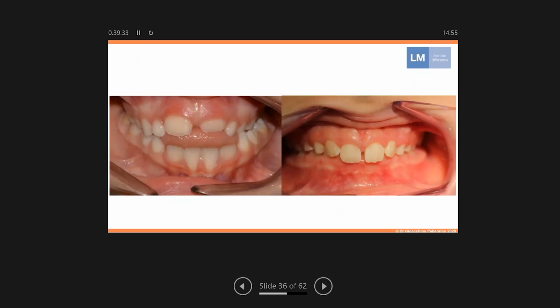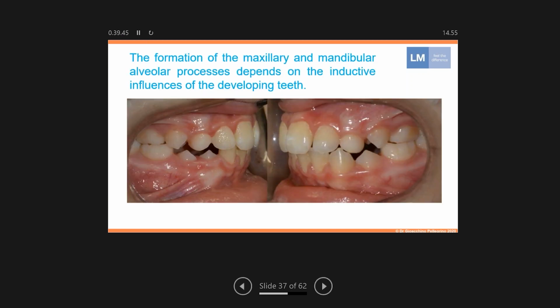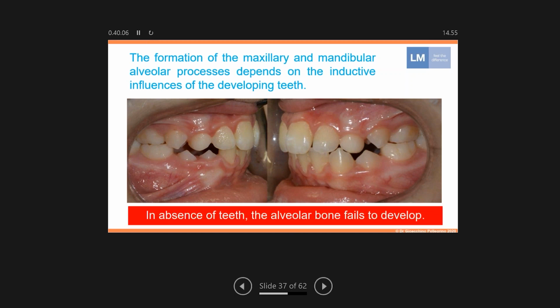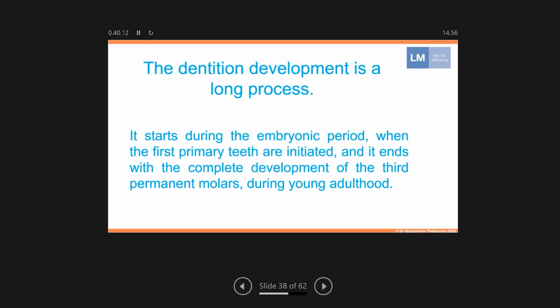And we can consider two different extremes from the vertical point of view, considering the deep bite and the open bite. All the development of the maxilla and of the mandible, and in particular of their components in the dental alveolar sectors, is really very connected with the development of the teeth, because in the absence of teeth, we know that the alveolar bone fails to develop. And this is really a very long process.